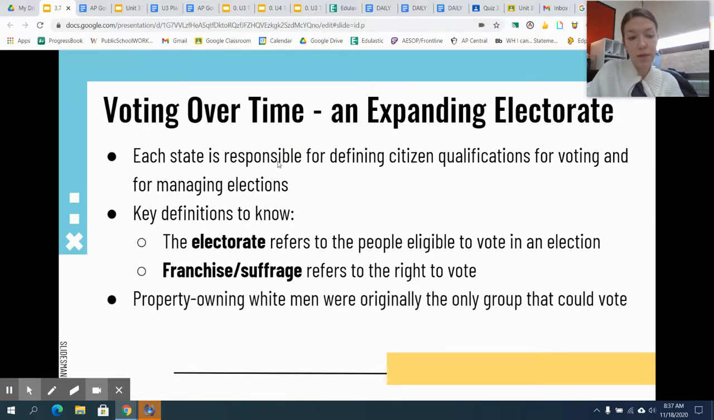Now, originally, property-owning white men were the only group that could vote. And that was, if you're going back to Unit 1, looking at the elite model of democracy that our framers were really kind of going for as they were founding this country in our founding documents. Now, states didn't expand the electorate and expand the right to vote or suffrage equally, as I mentioned before.